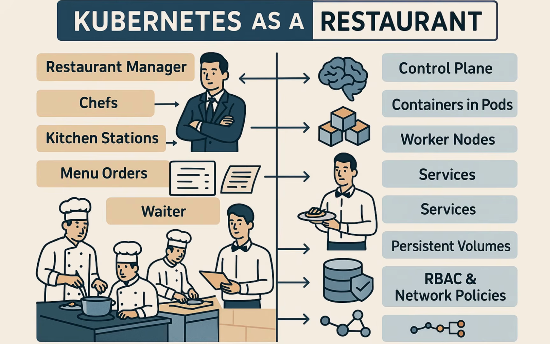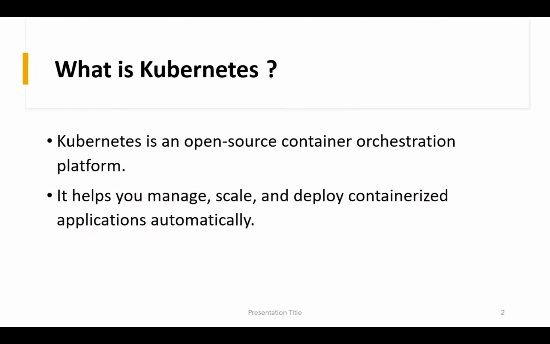So by definition, Kubernetes is an open source platform to manage your containerized application, right? We say open source container orchestration platform. So it helps us to deploy, scale, and manage our applications without manual work. Kubernetes is often abbreviated as K8s.